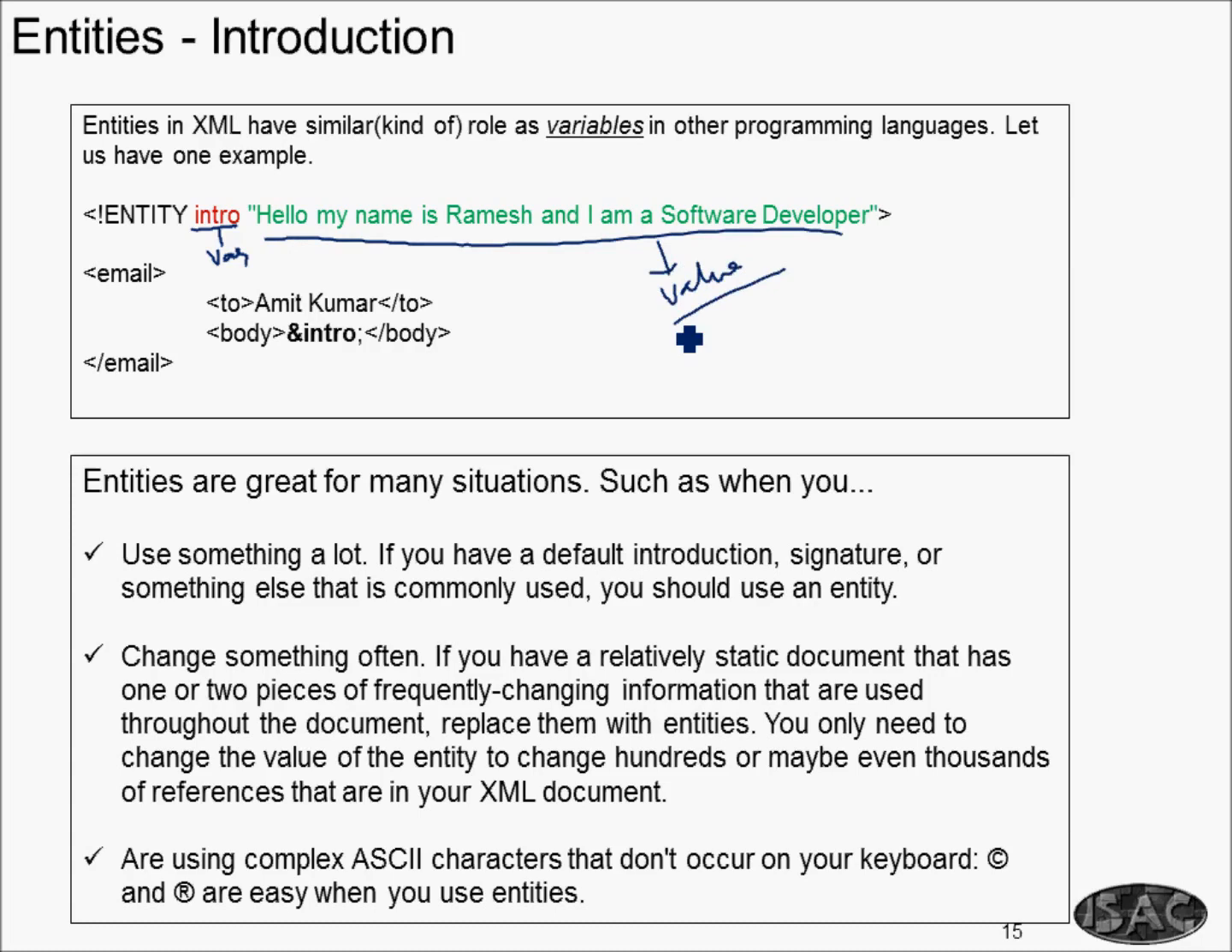Now once I have declared those two, I can use this intro here like this. Now inside email, instead of typing the whole thing, hello, my name is Ramesh and I am a software developer, you can just declare it once, and you can use that variable intro at a number of places or even in another XML file. You don't have to retype it.